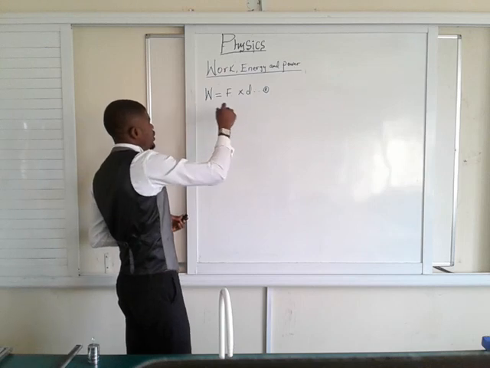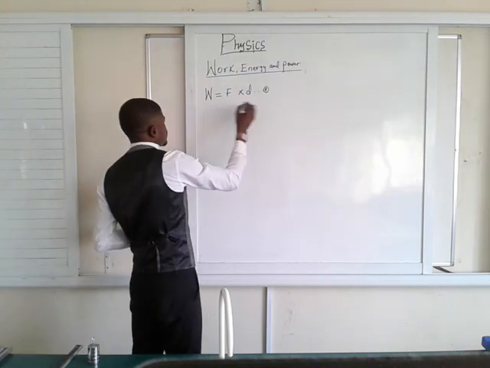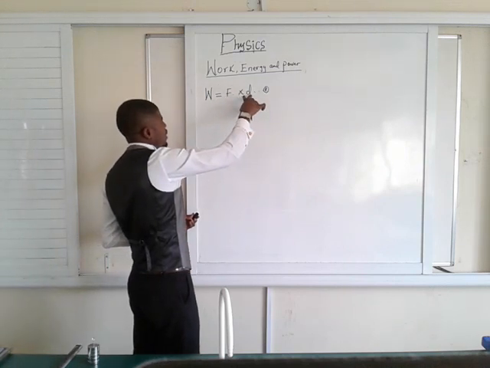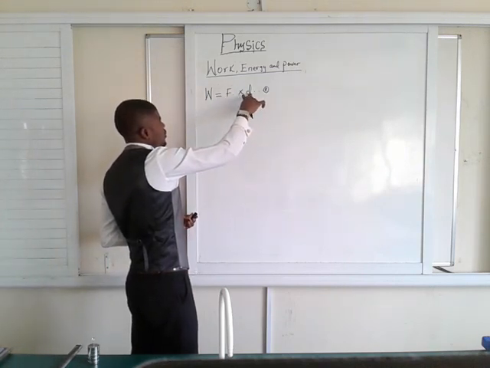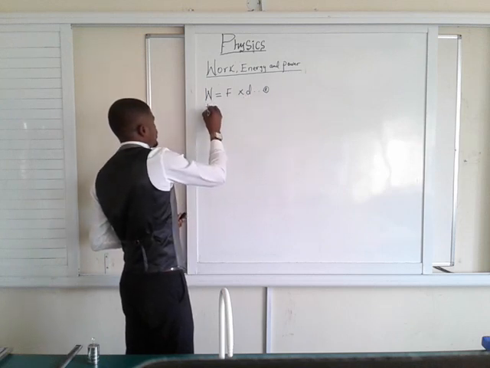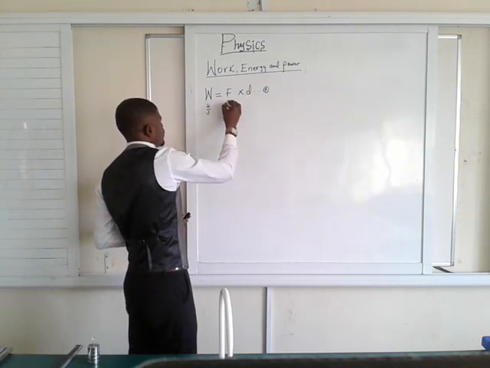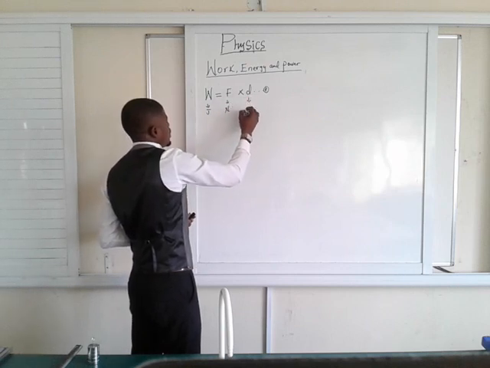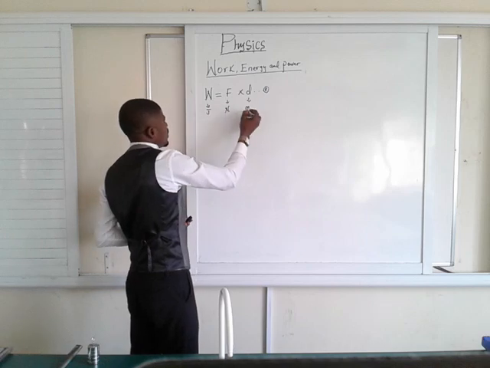Work is measured in the units of joules. F is measured in the units of newtons, and then D the units of meters. So let's say work is joules, force is newton, and distance is meters.